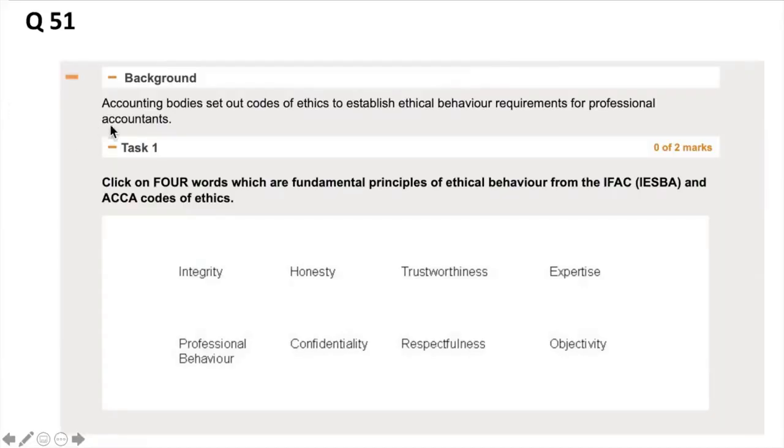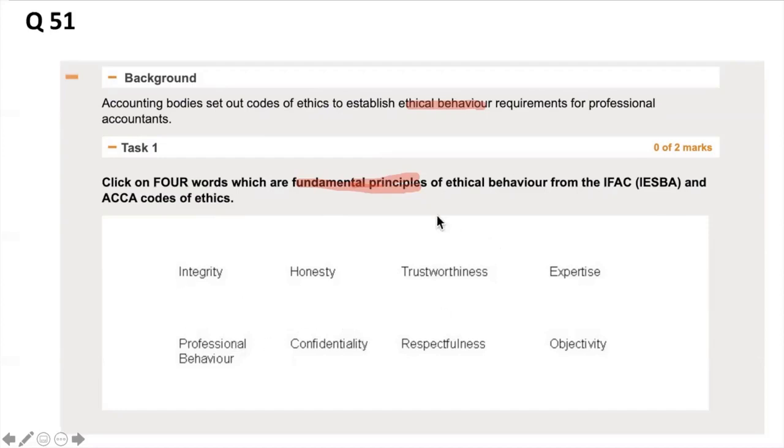Question number 51. Accounting bodies like ACCA set out codes of ethics to establish ethical behavior requirements for professional accountants. So here's our first task. Click on 4 words which are fundamental principles of ethical behavior from the IFAC, IESBA, of course, and ACCA codes of ethics. And I'm sure you're familiar with the ACCA code of ethics, but let's see which ones are present, of course, in both associations.